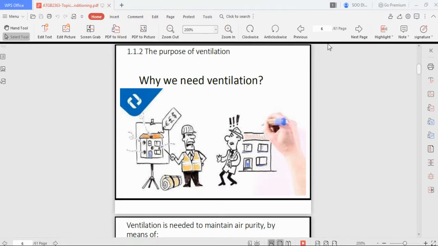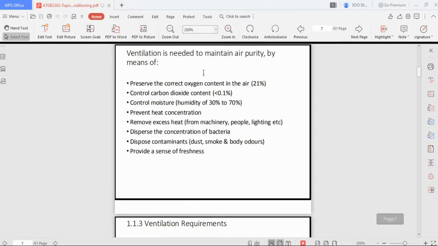So why do we need ventilation? This is to maintain air purity by means of having the correct oxygen content in the air. In the outside environment, which is the atmosphere, we know that oxygen content is 21%. But in a room, if you do not regularly regulate the air inside, then as we breathe, the oxygen content in the room will decrease. That's why you want to have ventilation in a room.